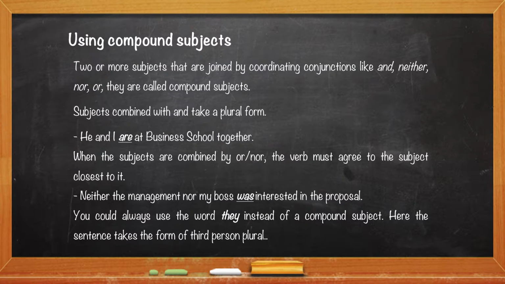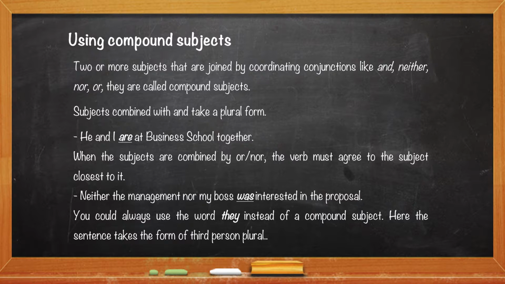Now, again a rule: using compound subjects. When two or more subjects are joined by coordinating conjunctions like and, neither, nor, either, or, they are called compound subjects, and subjects combined with and take a plural form. He and I are at business school together. Generally, we do not say I are at IIT. I am at IIT. He is at IIT. But together, he and I are at business school together. We do not even say I and he are. That is the convention. Second person precedes the first person. So, the verb has to agree, because you see there are two singulars. So, we have to use a plural verb.